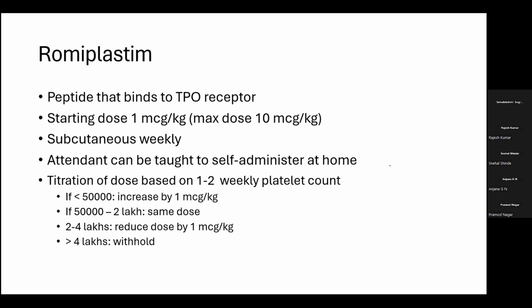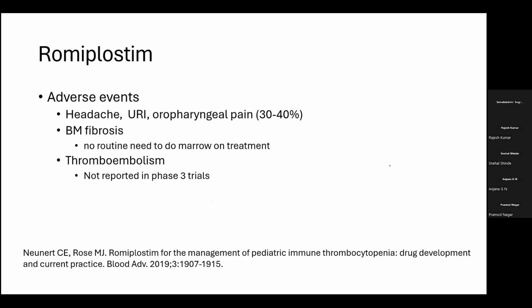We start at 1 mcg per kg, going up to a maximum of 10 mcg per kg. Even though this is parenteral, because it's subcutaneous, just like insulin, the patient's parents or attendant can be taught by us to give it at home. So most of our patients are taking Romiplostim weekly at home only. Again, we titrate the dose every 1 to 2 weeks. If the platelet count is less than 50,000, we'll increase the dose. If we are achieving a good response, we will continue the same dose or reduce the dose and so on.